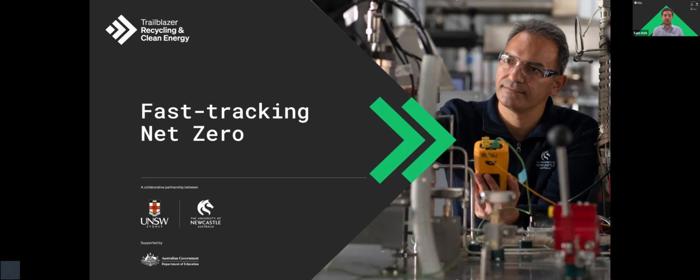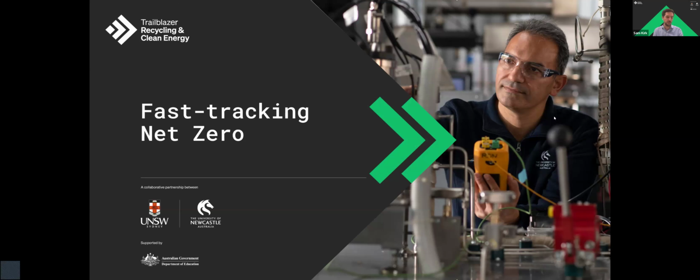I'll give you a bit of an intro to Trace and then what's available through the Trace program and what that means for the Accelerator. So firstly, we're part of the Australian Trailblazer program, which is a government initiative to accelerate development of technologies in some key areas. So ours, Trace, recycling and clean energy, we're here to help industry work with universities to try and, as it says there, fast track net zero or sustainable solutions.